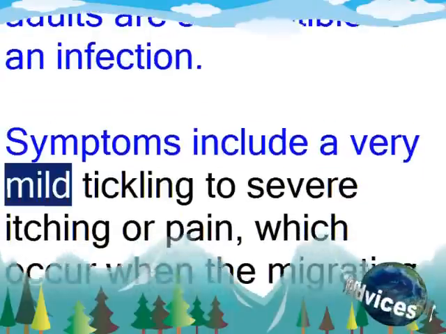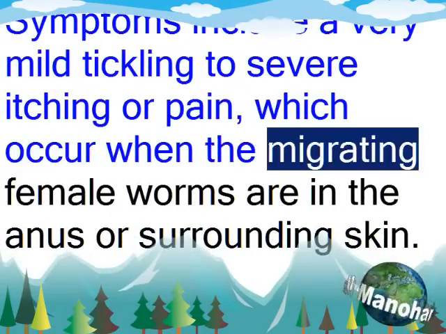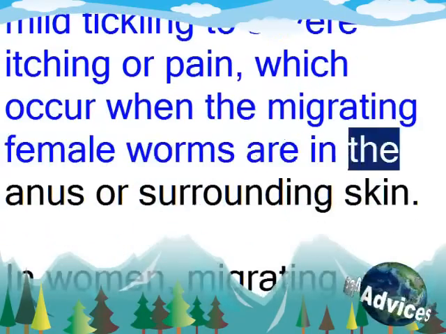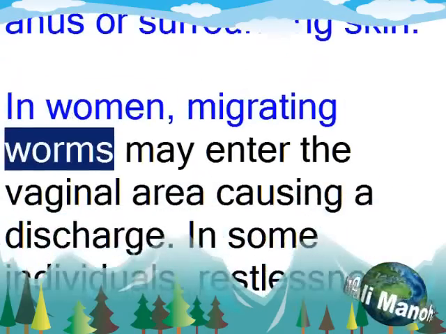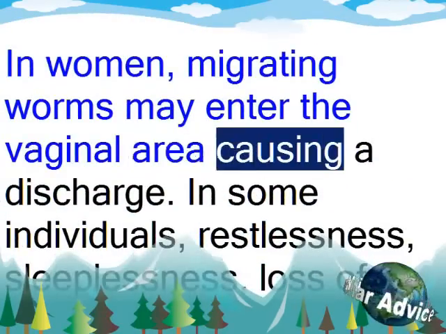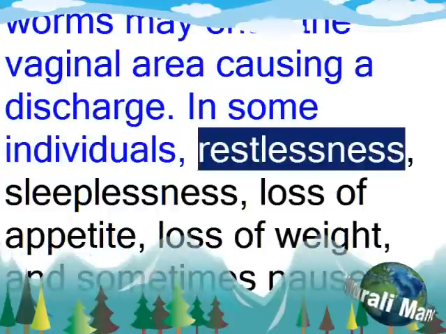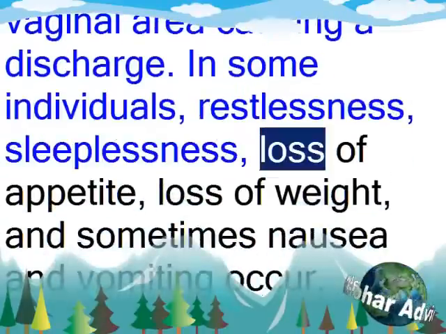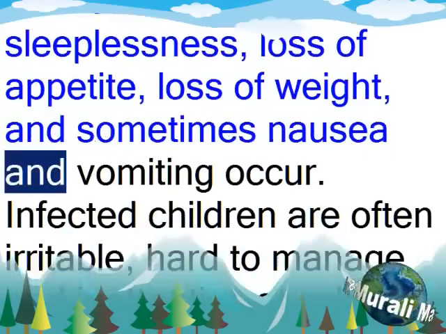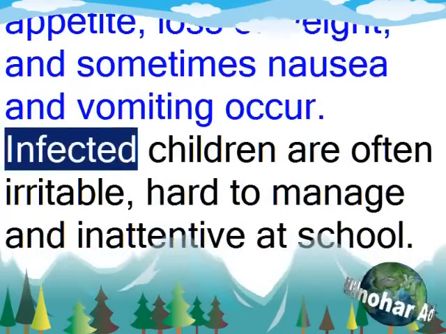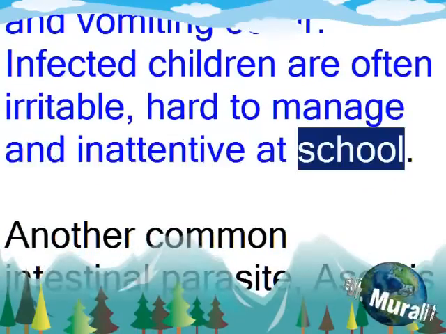Symptoms include a very mild tickling to severe itching or pain, which occur when the migrating female worms are in the anus or surrounding skin. In women, migrating worms may enter the vaginal area, causing a discharge. In some individuals, restlessness, sleeplessness, loss of appetite, loss of weight, and sometimes nausea and vomiting occur. Infected children are often irritable, hard to manage, and inattentive at school.